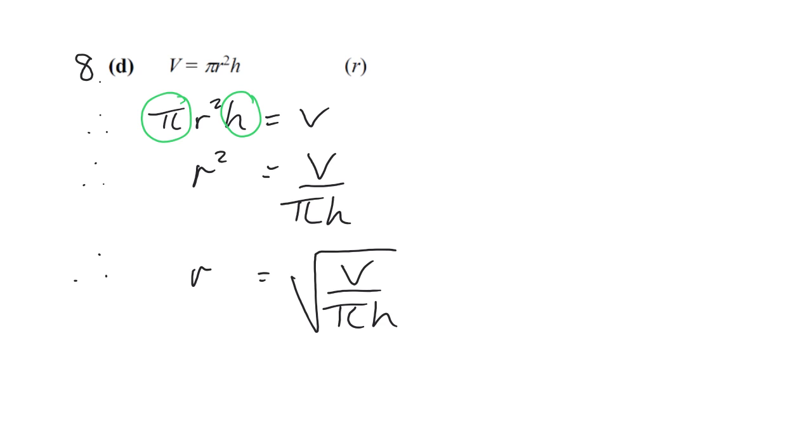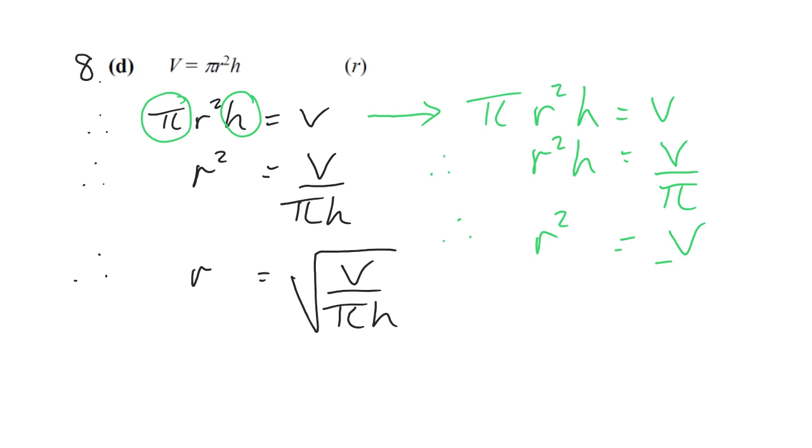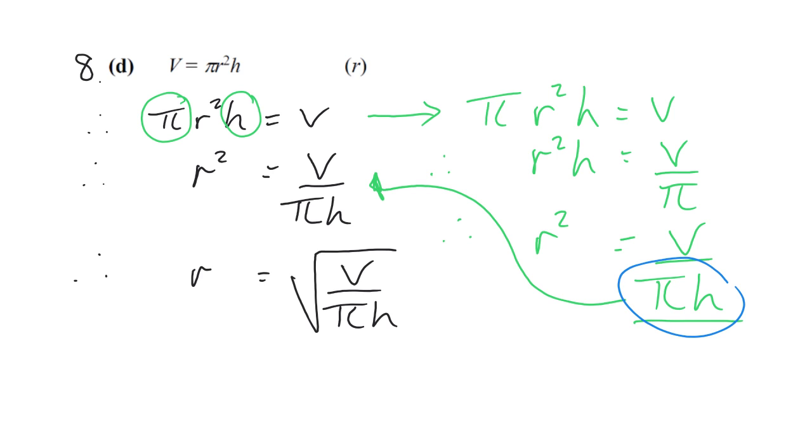Now I do want to show you this green element. We can do it in two steps. If we go with our pi r squared h equals v, we can take the pi down first, so v over pi, and then look at the next line and do r squared is v over pi, and we're dividing by h, and we end up at the same spot as we would be anyway. You can do it individually, but when they're multiplying like that, you can take groups and divide by the pairs. Okay, so final answer, r equals the square root of v over pi h.